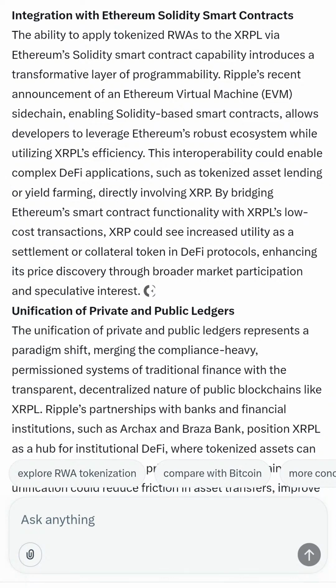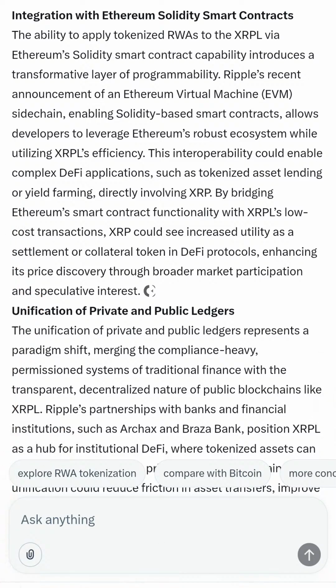Integrating with Ethereum Solidity smart contracts. The ability to apply tokenized RWAs to the XRPL via Ethereum Solidity smart contract capability introduces a transformative layer of programmability. Ripple's recent announcement of an Ethereum Virtual Machine (EVM) sidechain enabling Solidity-based smart contracts allows developers to leverage Ethereum's robust ecosystem while utilizing XRPL's efficiency.